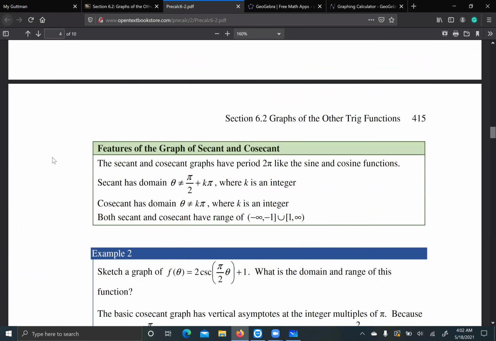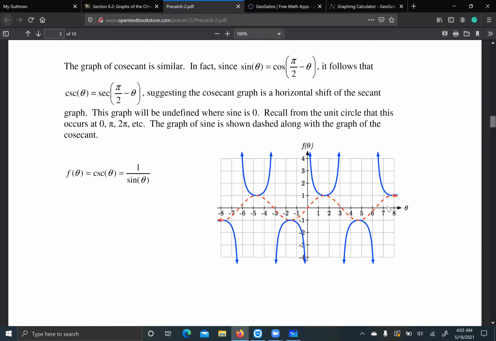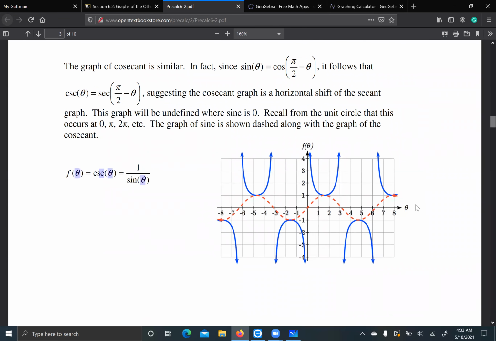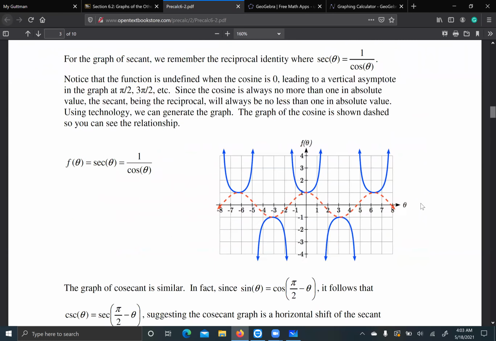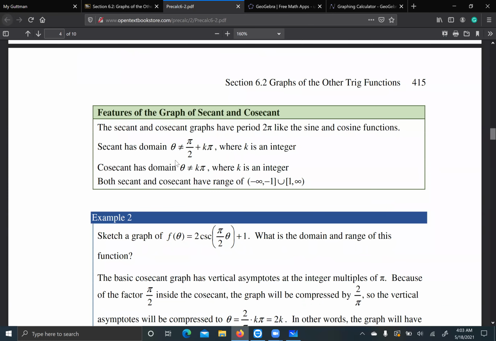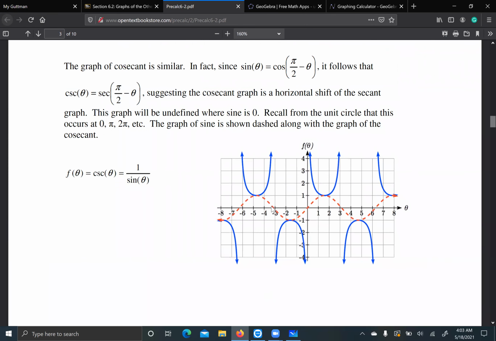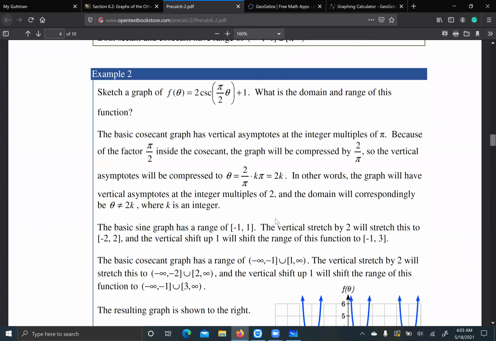So to summarize, the secant, and you can also try cosecant, cosecant, both have a period of 2 pi, like sine and cosine. What is the domain? The domain is everything except those vertical asymptotes. By the way, this is the image of secant, and you can also look at the image of cosecant. The domain is everything except those values that give us the vertical asymptotes, and both of them have a range from negative infinity to negative 1, and then 1 to infinity. So they don't give us any value between 1 and negative 1.